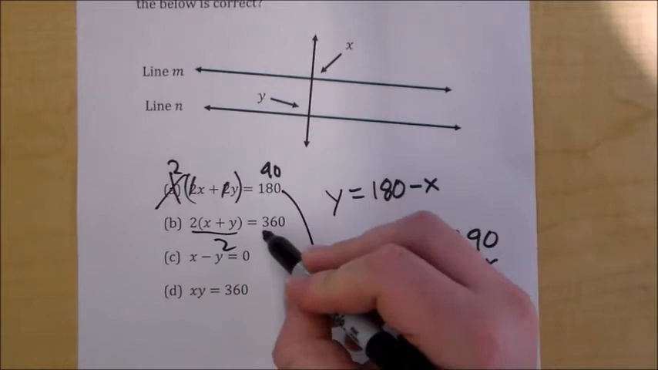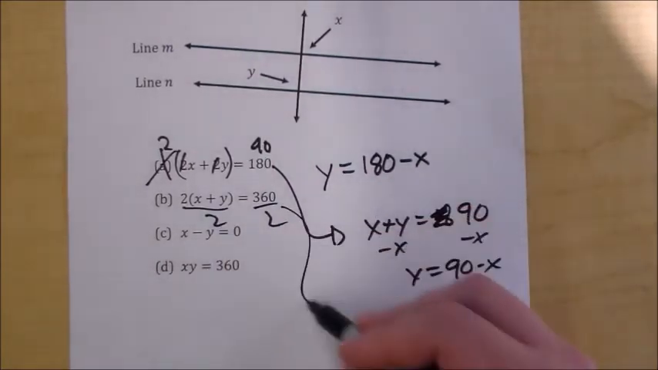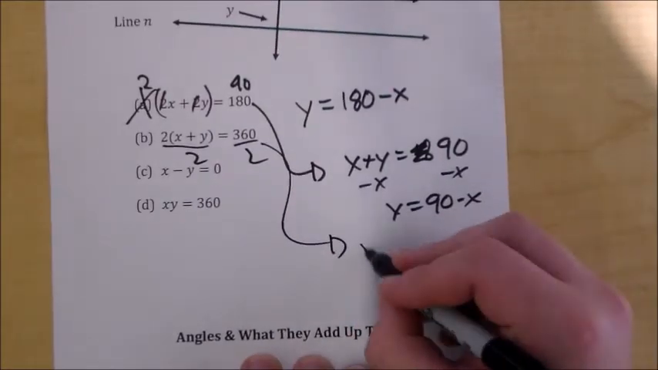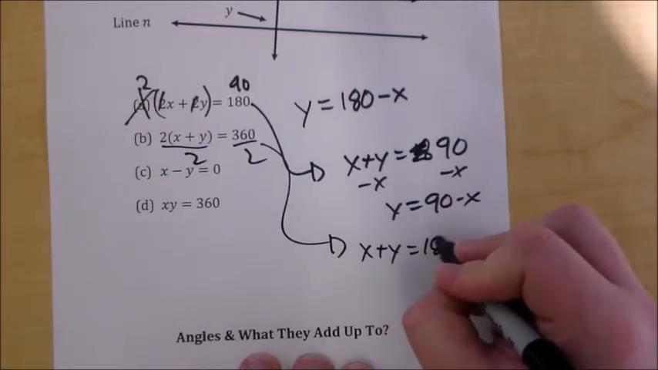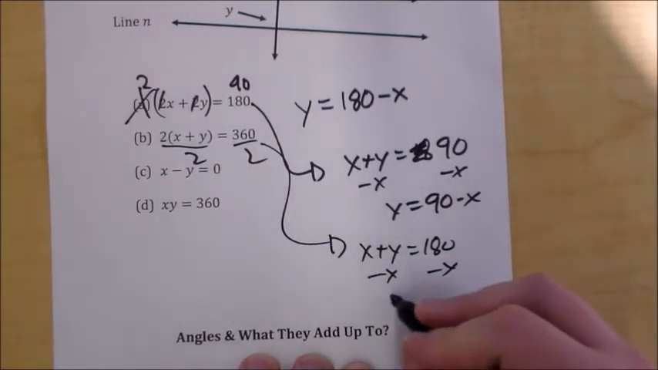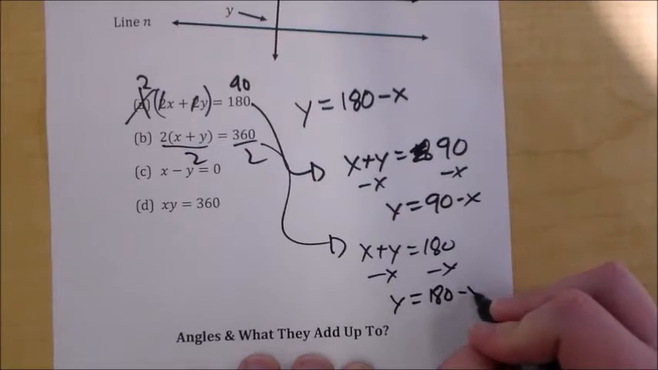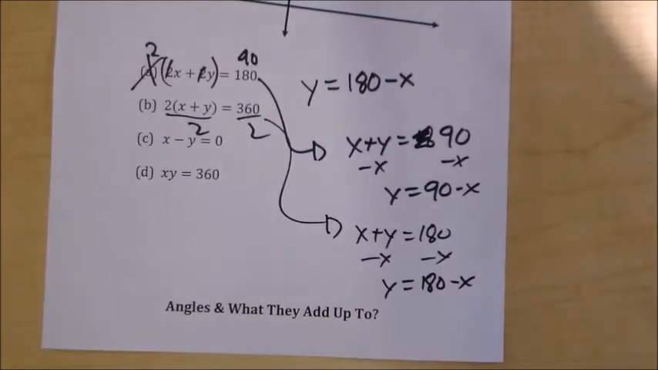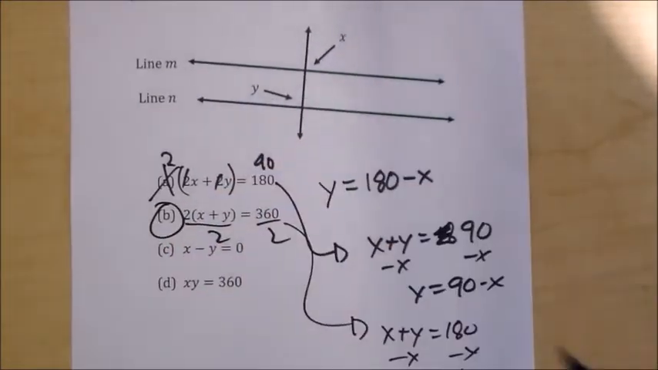How about this guy? If I just divide both sides by 2, I'm going to get a little more space here. I'm going to get x plus y equals 180, and then I subtract x from both sides, and I'm going to get y equals 180 minus x. That looks pretty familiar. Yeah, that's the right answer.